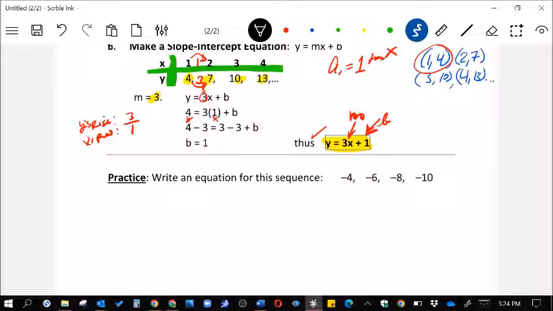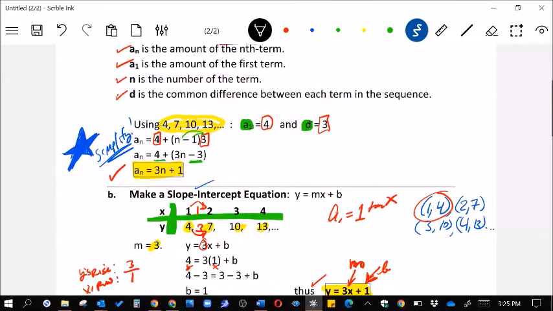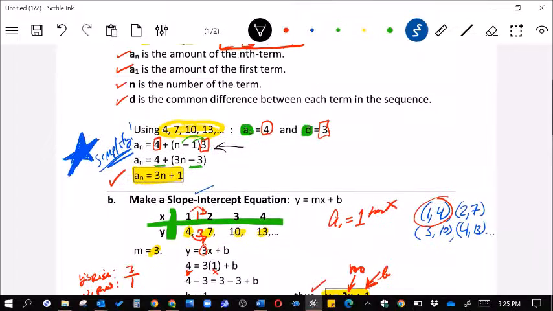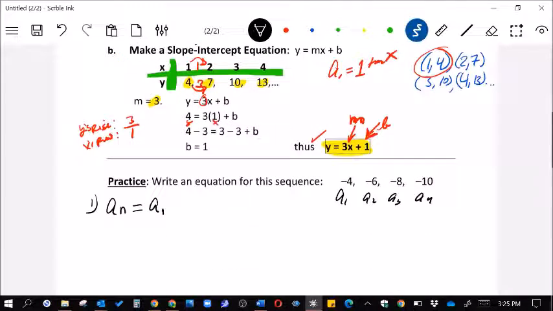All right, so for this one, I'm going to call it A1, A2, A3, A4. And I'm going to use the formula, and I'm going to do this both ways. I'm going to first do it with the formula: the nth term is equal to the first term plus n minus 1 times the common difference. So we have A1 here.